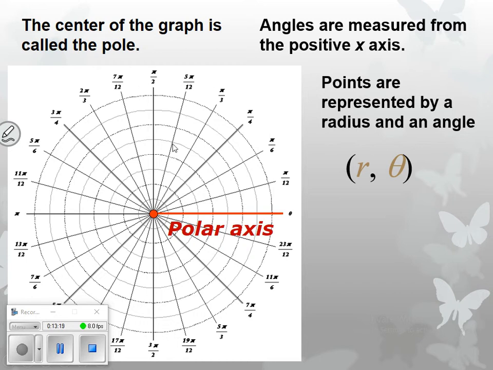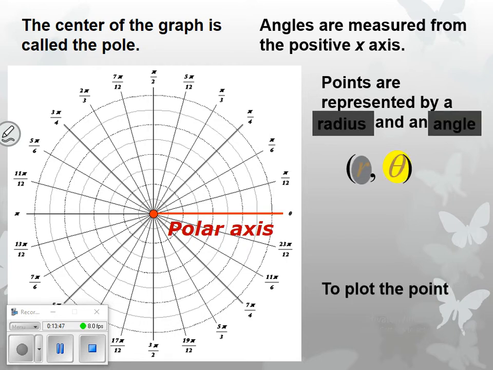Same thing with the circles. Like I said, a lot of times we use the integer radii. So 1, 2, 3, 4, 5, 6. But if you want to show 1.5, you want to show 2.5, you want to show thirds, 2/3, 3/3, 4/3, you can do that. Okay, you can adjust the circles and you can adjust the rays just like you adjust the x's and y's on a rectangular. All right, so your radius and your angle.